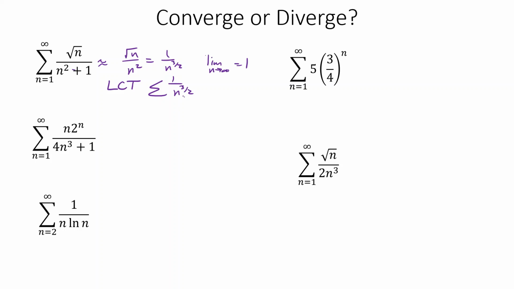All right, with this over that, and this guy converges. Therefore, that guy also converges. Done.